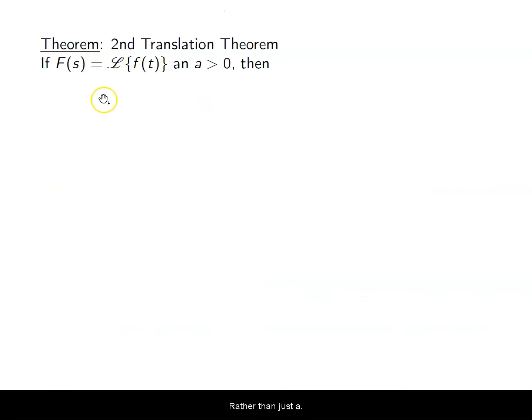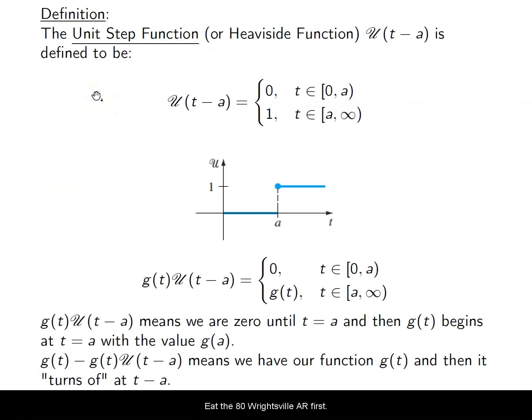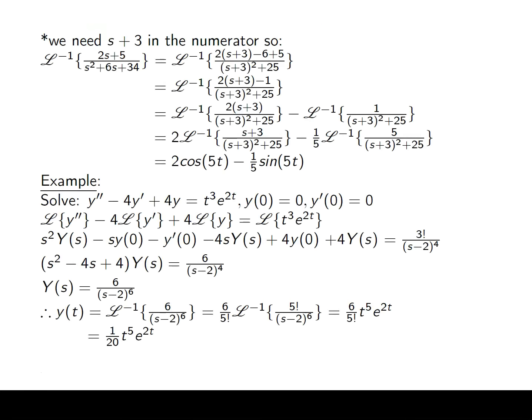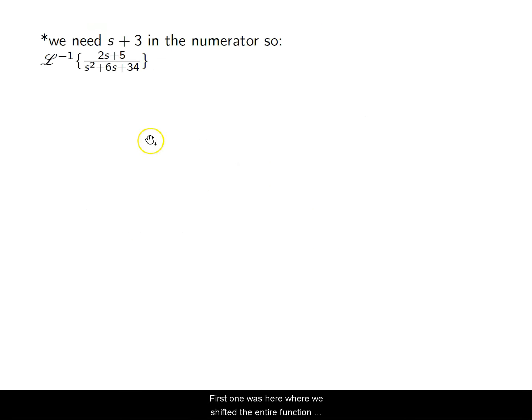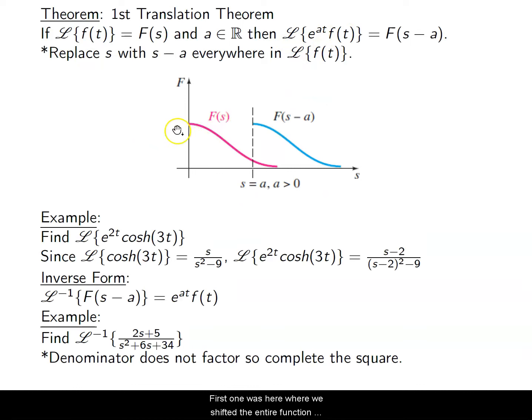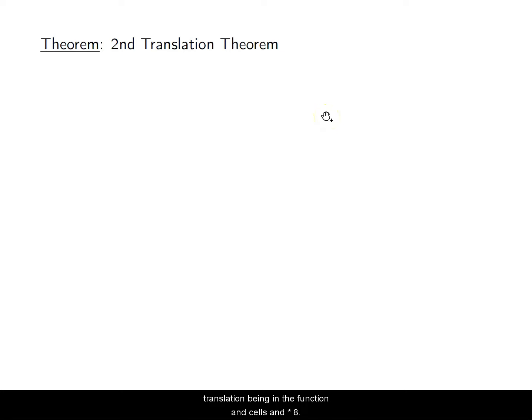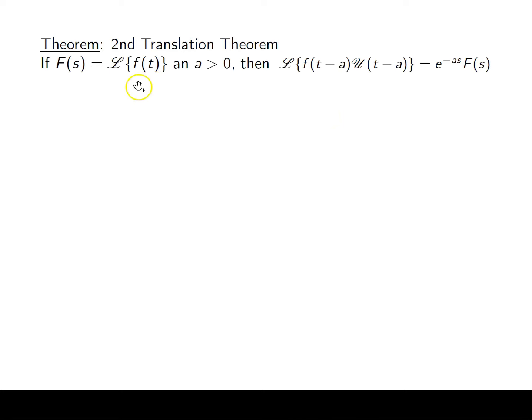Okay, rather than just e to the at, right? So our first one was here, where we shifted the entire function by multiplying it times that e to the at. That's the first translation theorem. So here we're going to talk about the translation being in the function itself and times a Heaviside function, right?